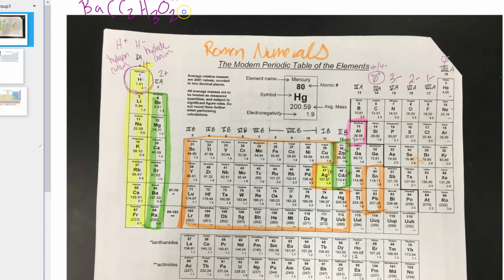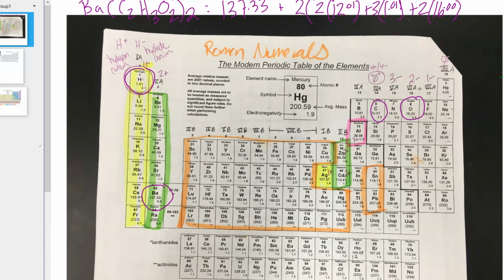BaC2H3O2 twice. So what is that going to be? Here's barium, 137.33, plus 2 times carbon, which is 12.01, plus 3 times hydrogen, which is 1.01, plus 2 times oxygen, which is 16.00. Whew, okay, we can do it.